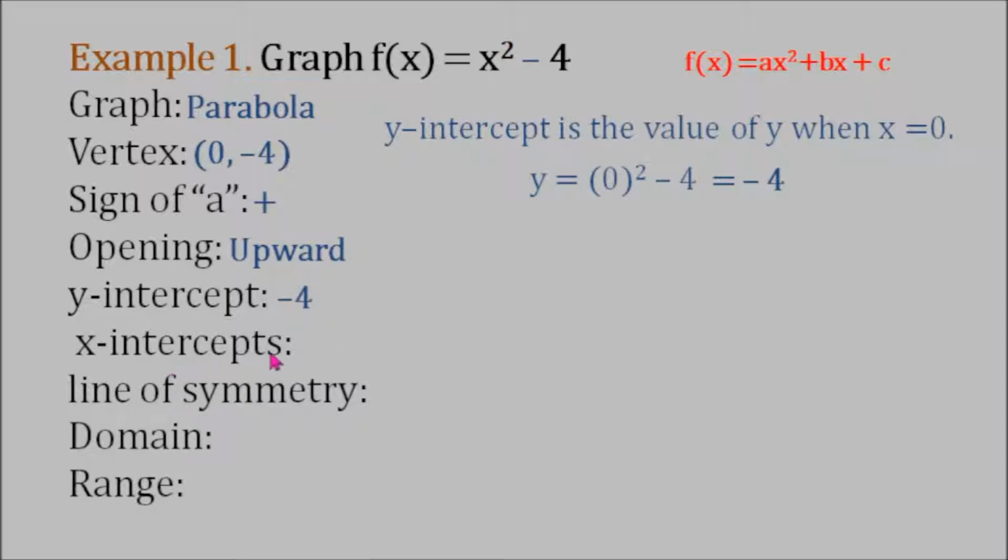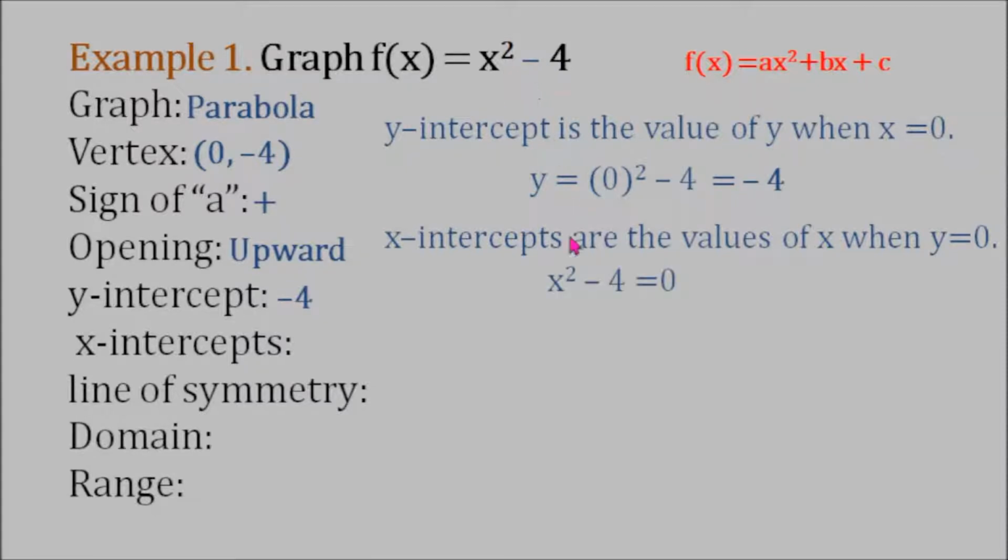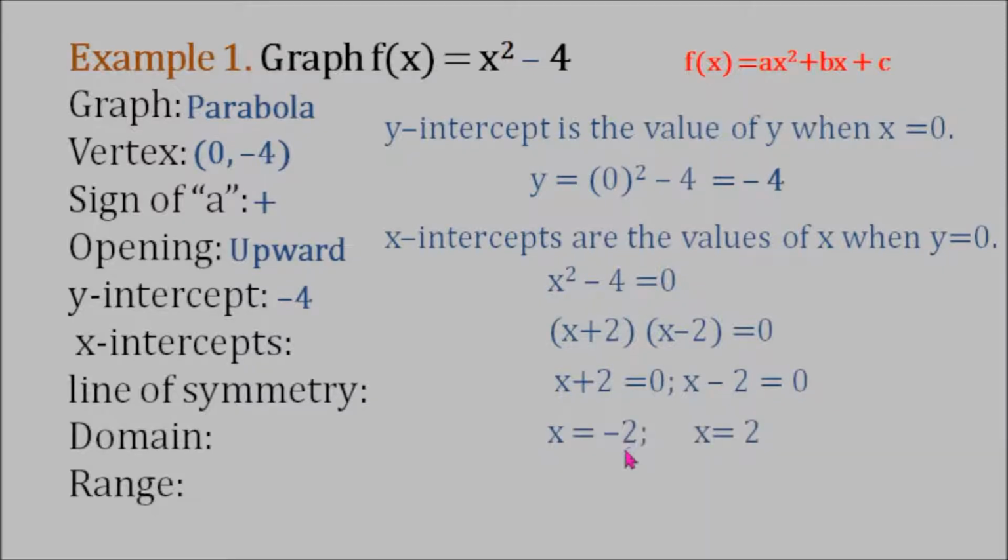How about the x-intercepts? The x-intercepts are the values of x when y is 0. This f of x is actually y, so we change it to 0 and solve for x. We have x squared minus 4 equals 0. x squared minus 4 is factorable, and the factors are x plus 2 and x minus 2. Equating both factors to 0, we have x plus 2 equals 0 and x minus 2 equals 0. In the first equation, x equals negative 2. In the second equation, x equals 2. So the x-intercepts are negative 2 and 2.